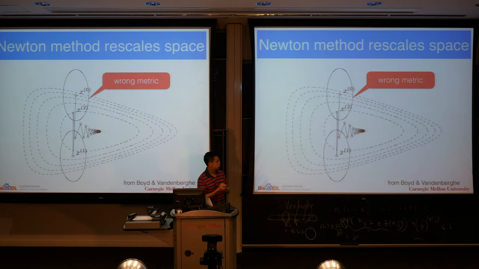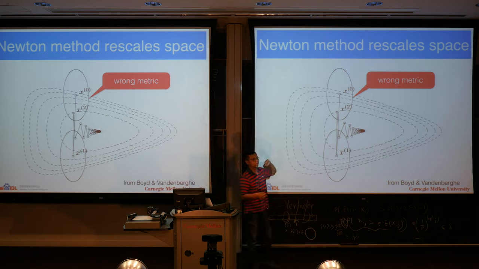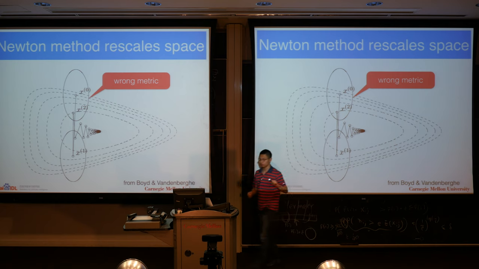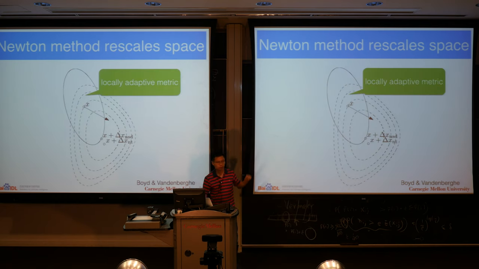So here's a demo that shows if the problem is quite hard, just using the first order gradient descent, you may have some problem going to the optimal solution. But if you use the second order gradient, then you have a much better direction.